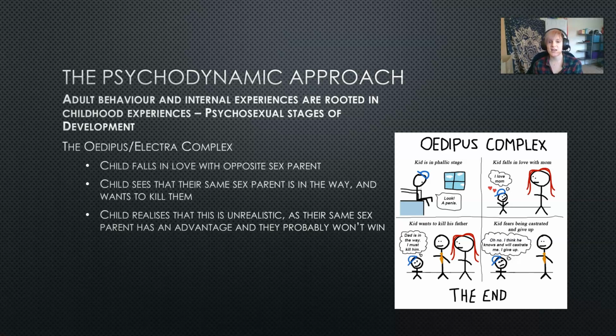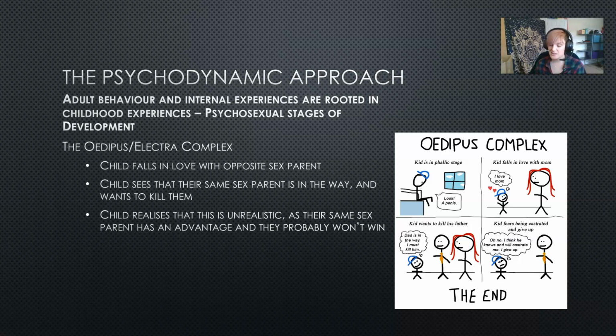However, the child realises that this is unrealistic, as their same-sex parent has the advantage of being older and more powerful, and therefore they probably won't win in this fight to the death for their opposite-sex parent's affection. In particular, male children experience something called castration anxiety. This is where they fear that their father is aware of their desire to be with their mother, and that once he realises this, he will cut off their penis.